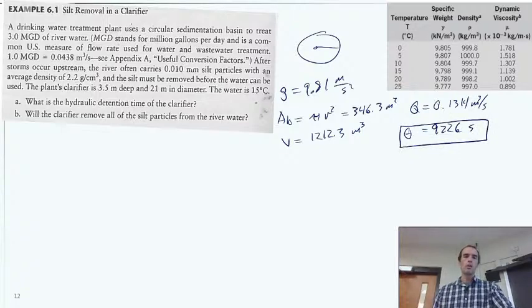Okay, so part A, hopefully you were able to take a look. I just started writing some stuff out here with a little bit more room. You can get the area of the basin with the diameter given. That should be 346 square meters. Means the volume would be 3.5 times that, so 1212 cubic meters. And we could calculate the flow rate given the information with a 3 MGD. The conversion should be 0.1314 cubic meters per second, giving us a theta of 9226 seconds.